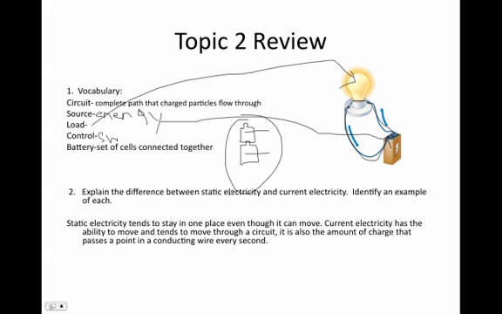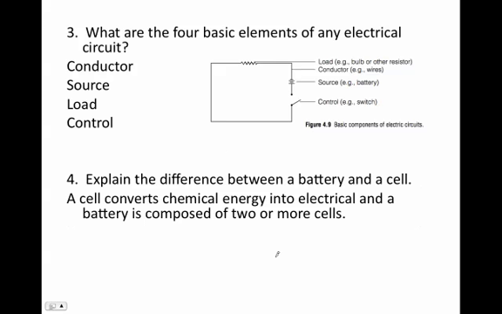Number 2, let's explain the difference between static electricity, which was topic 1, and current. Static tends to stay in one place, even though it can move. Current has the ability to move and tends to move through a circuit. It's the flow. Current is the flow of electrons. It is also the amount of charge that passes through one point in the wire.